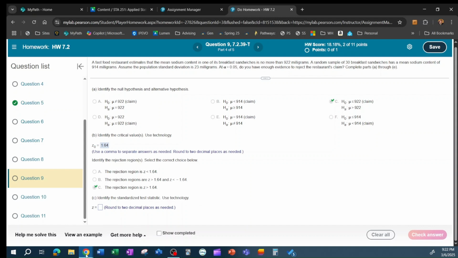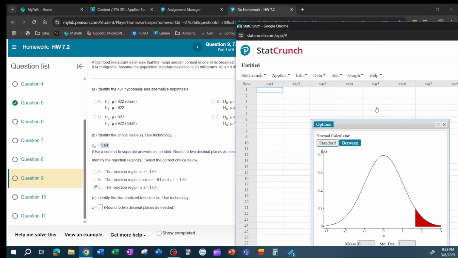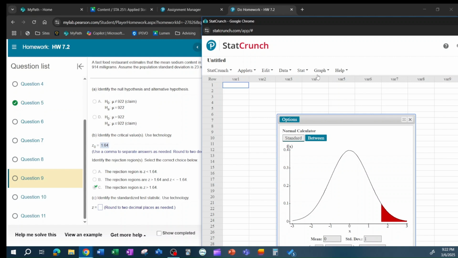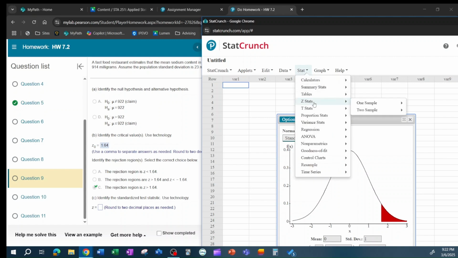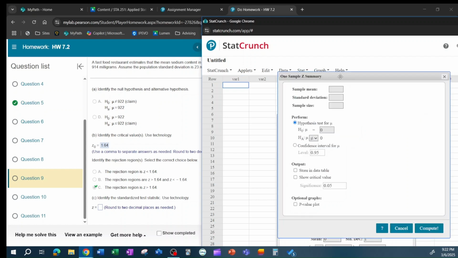So let's see if I got StatCrunch up here again. Now pay attention to this, because all these problems here, you're going to use the same method. All right, so go Stat. We know this is Z because sigma is known, right? And that's a normal distribution, sampling distribution. So Stat, Z Stats is the one you want, One Sample, With Summary. If they give you a bunch of data points, it's With Data, but most of these are summarized, right? In other words, the sample mean is already calculated. So here's With Summary. All right, let's fill these in.